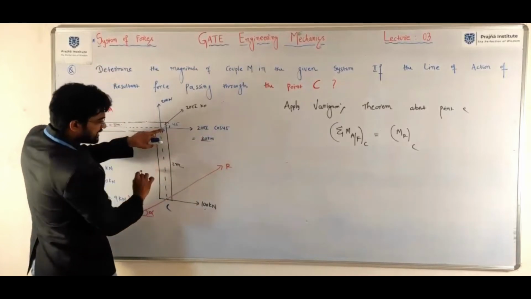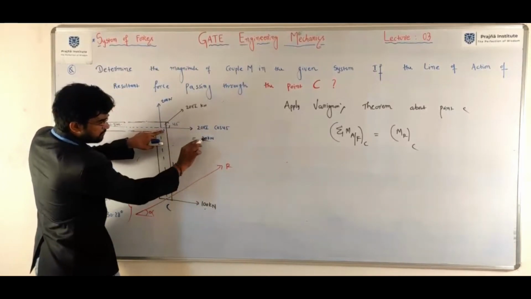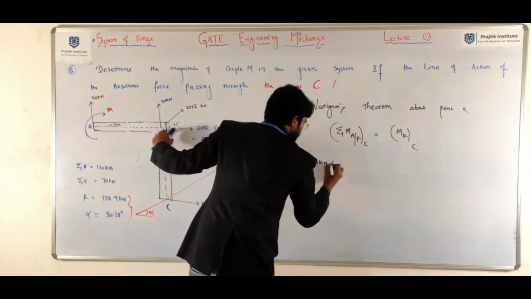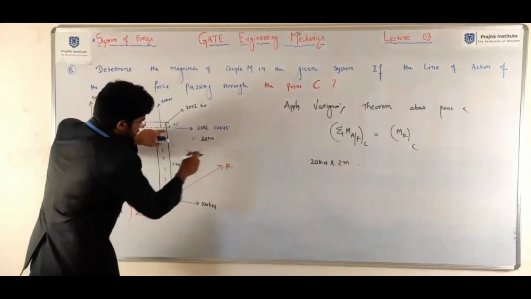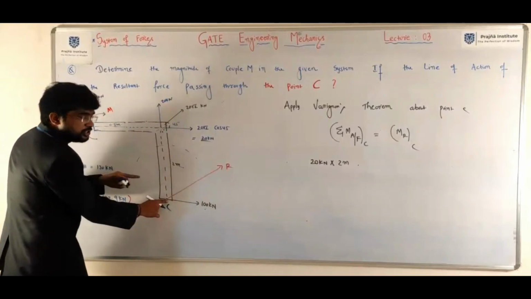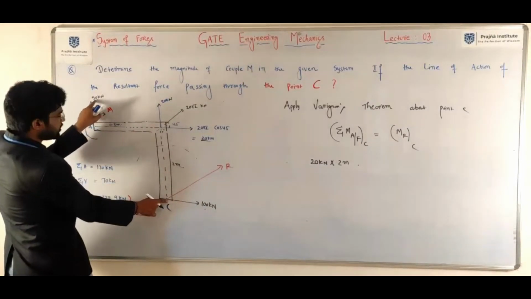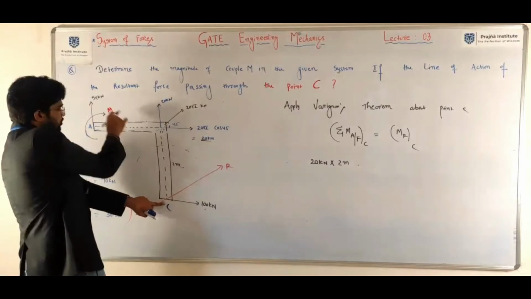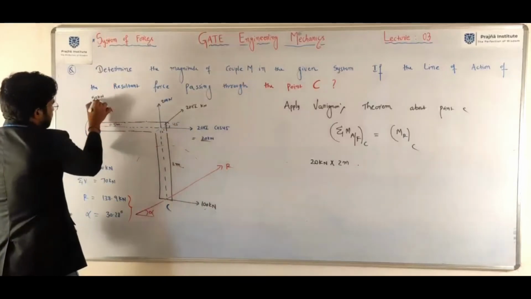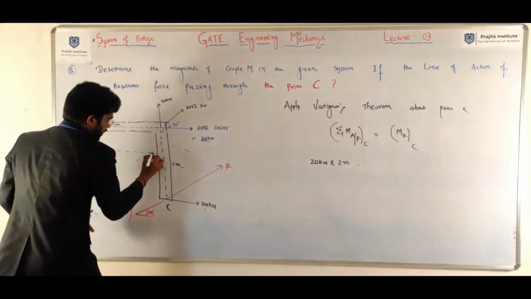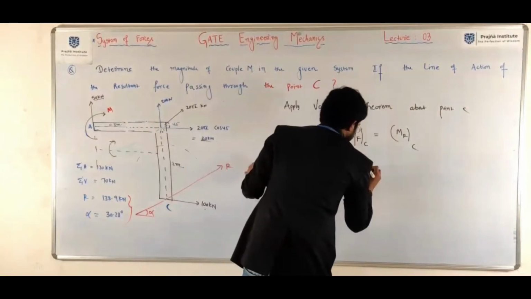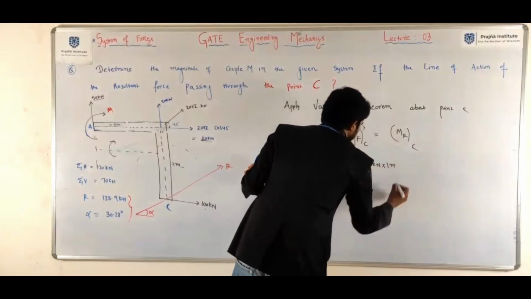Is it clockwise or anti-clockwise? Clockwise, na. Moment of this 20 kilonewton about this point is clockwise. So 20 kilonewton into 2 meter. Next, moment of the other 20 kilonewton about this point, 0. Next, moment of 50 kilonewton about this point. Is it clockwise or anti-clockwise? It is clockwise only. Clockwise means positive. 50 kilonewton into 1 meter.